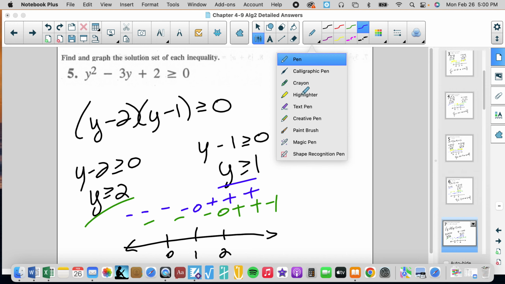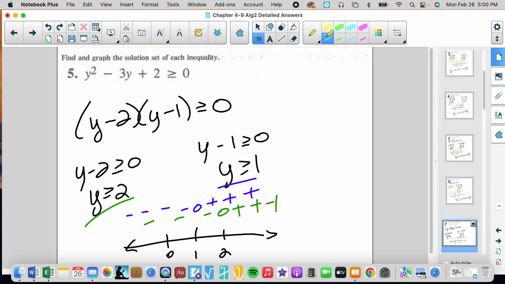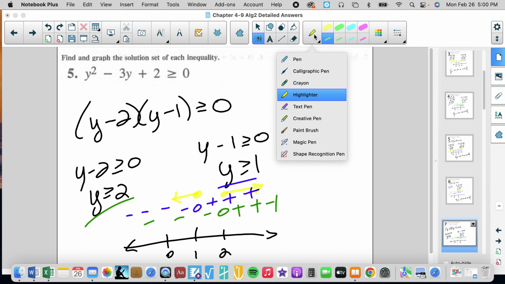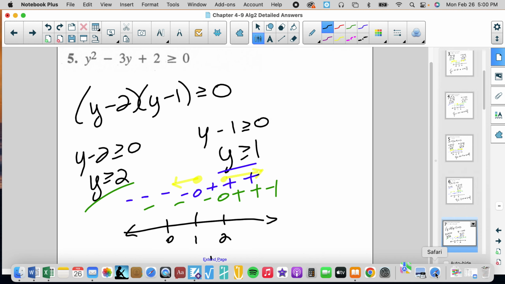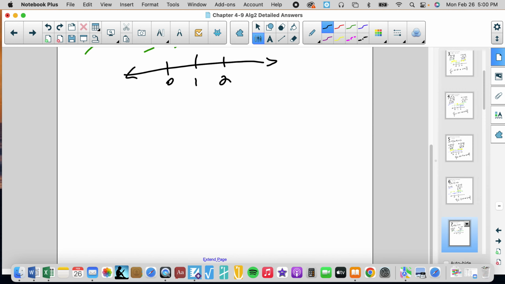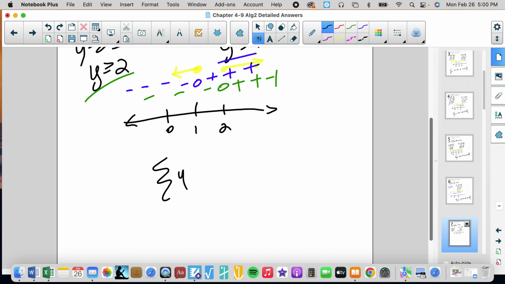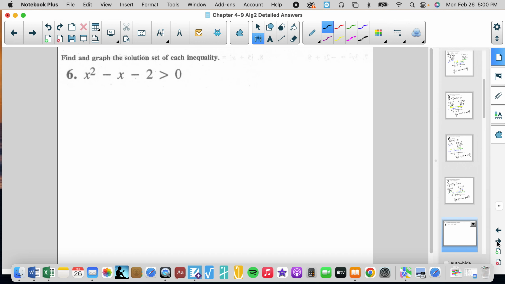And where are we going to be? We're going to be closed circle going to the left. We're going to be closed circle going to the right. So hopefully my solution, what variable? Y. Sorry. So the solution set is y is less than or equal to 1, or y is greater than or equal to 2. And this is number 5. Yes. All right, we like this. This is good. This is easy.